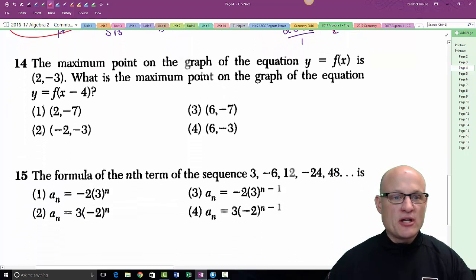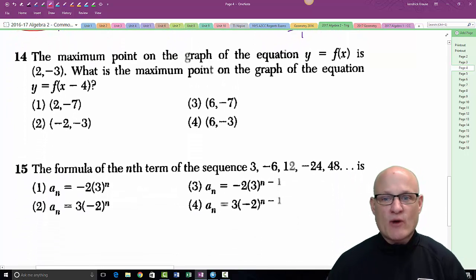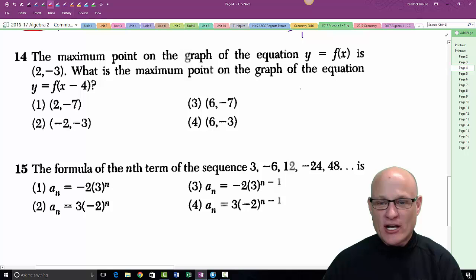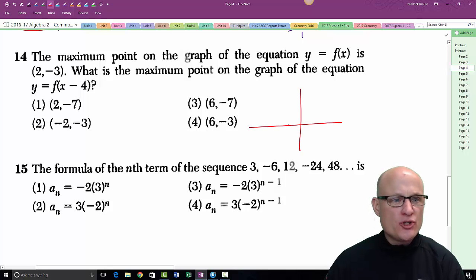Bam. And the last one for this video, the maximum point on the graph of an equation of y equals f of x is 2, -3. So who cares what the graph looks like? Bam, ka-cha-bam. 2, -3. 1, 2, 1, 2, 3. There's the maximum point. Maybe it's a parabola.